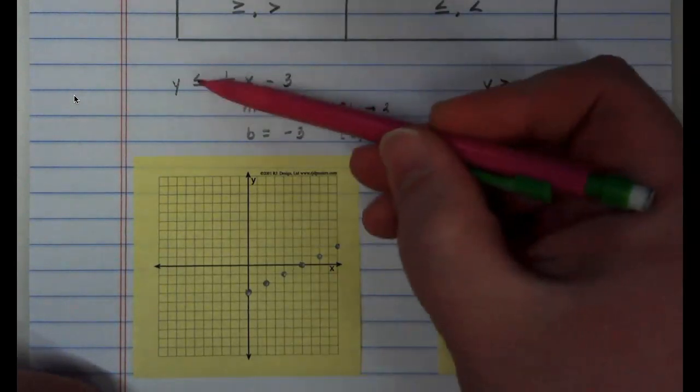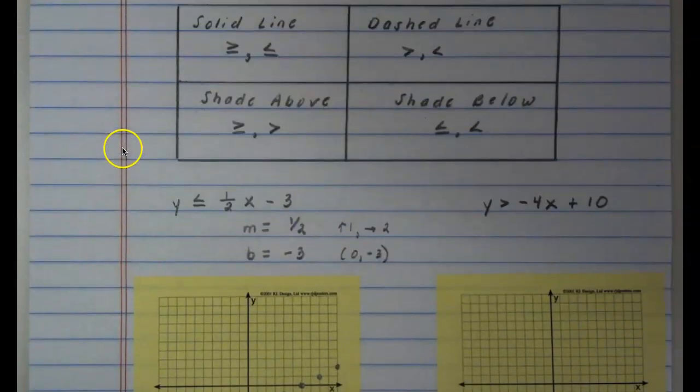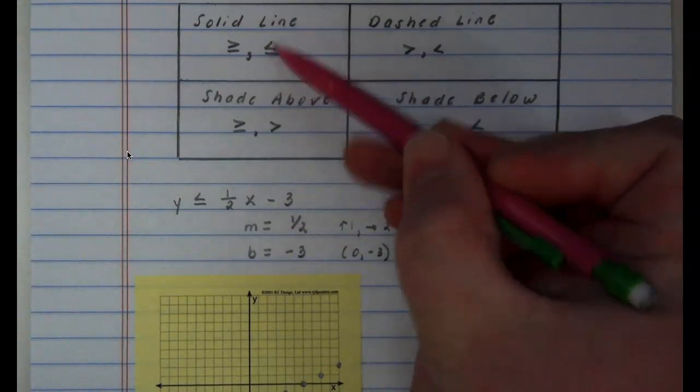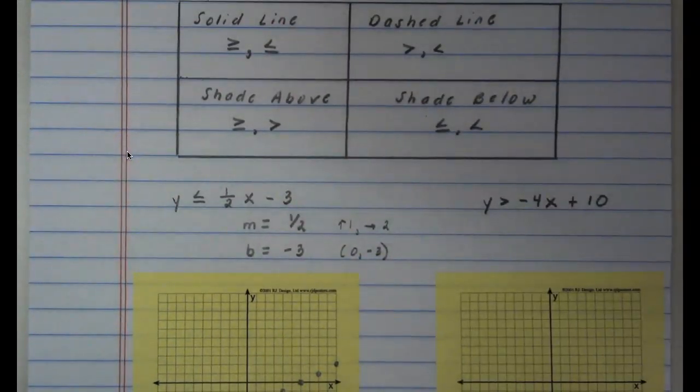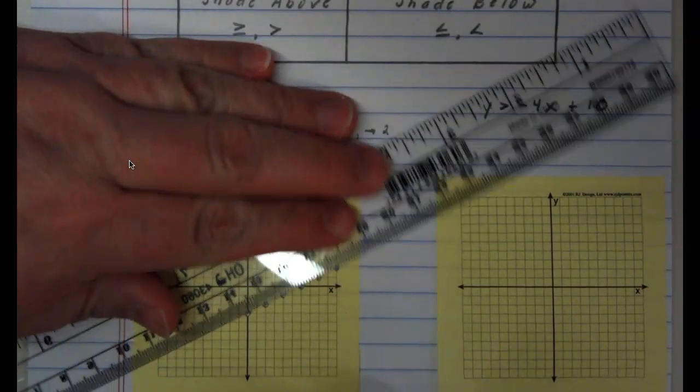Now, it's a less than or equal to sign, so I need to decide first what type of line it's going to be. Less than or equal to, well, that would be this symbol right here, so we have a solid line. I'm going to take my ruler and draw my solid line.